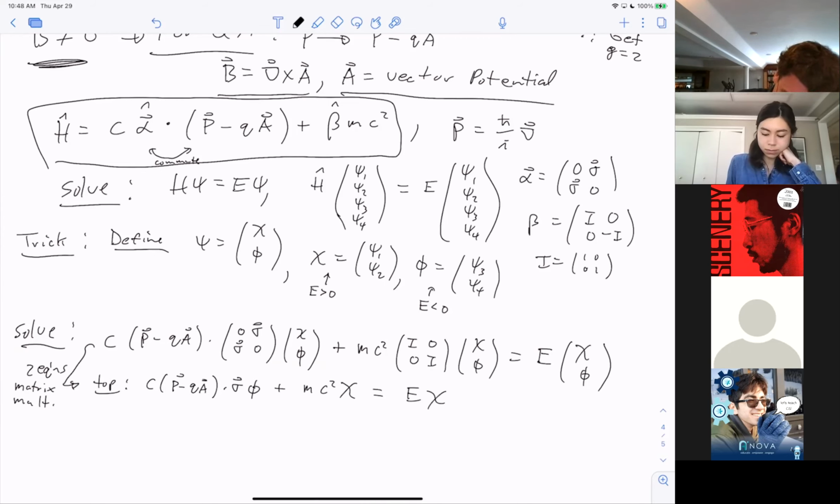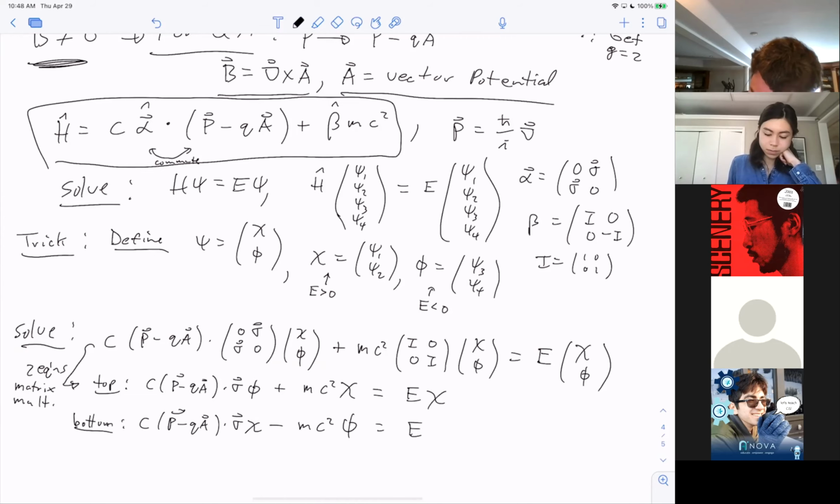And now I'm going to do the matrix multiplication on the bottom row, and on the bottom row I'm going to get C times P minus QA dot sigma chi, not plus, it's going to be minus mc squared phi is equal to E phi. Now, do you guys see that? I just did matrix multiplication, and so it's not tricky, but maybe you haven't done matrix multiplication in a while. If anybody needs me to explain that, just let me know. So from the Dirac equation, we then got two equations.